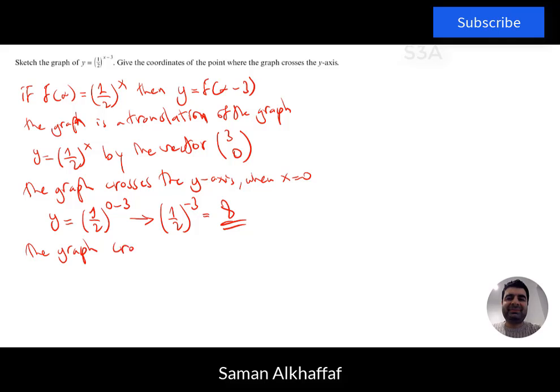Now that will tell us that the graph crosses the y-axis at 0 in terms of x and 8 in terms of the y coordinate, and this is how the graph would look like, and this will prove to us that when x is 0, it crosses the y-axis at 8, and this is our answer for this expression.